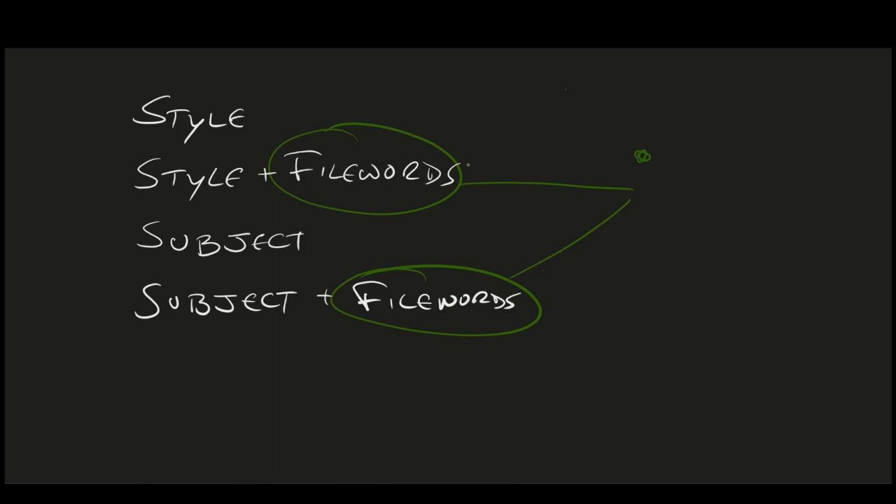And we've got style, style plus file words, subject, and subject plus file words. Think about how you would want to use an embedding within your prompt. And then, how many words do you want that connected to within the model? Those are your file words. How many different biases are you trying to affect?